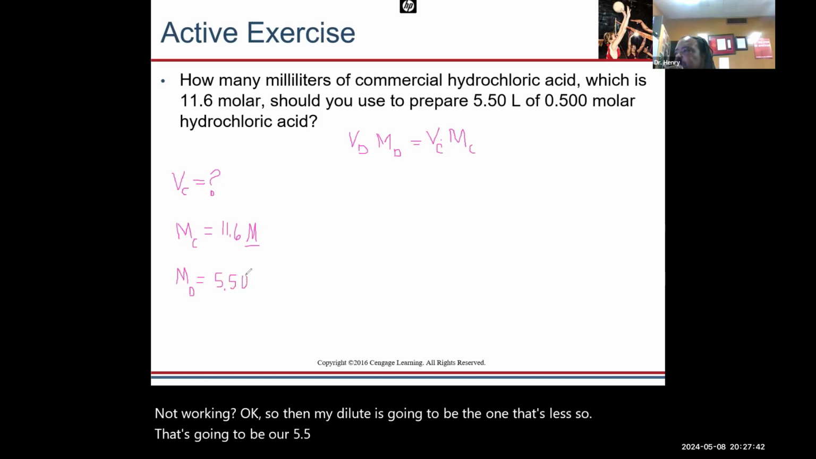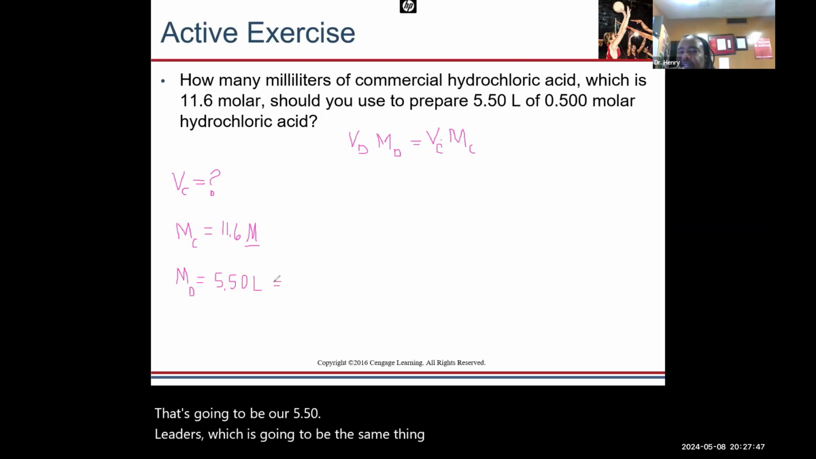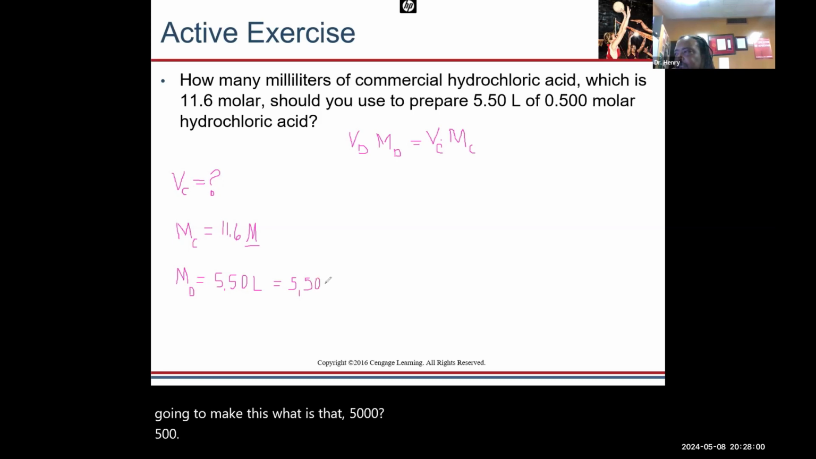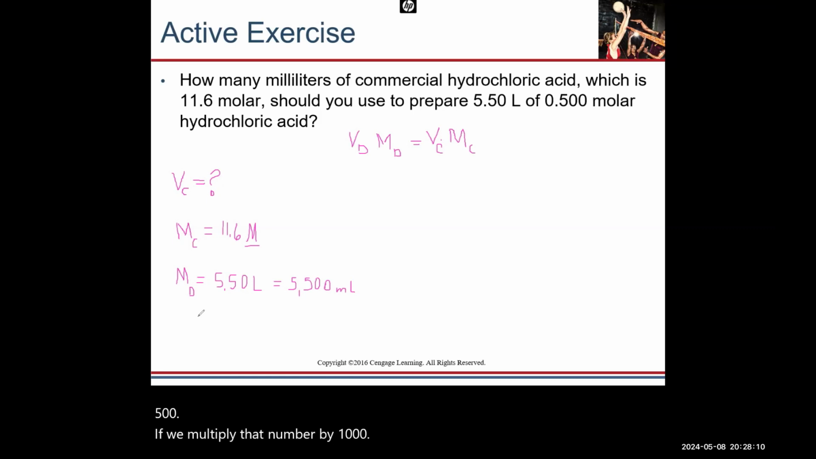So that's going to be our 5.50 liters, which is going to be the same thing as milliliters. If the units always match up, it makes it easier because they'll end up canceling each other out. So we're going to make this 5,500 milliliters. If we multiply that number by 1,000, let me see, 5.5. Yes, it is. Okay.